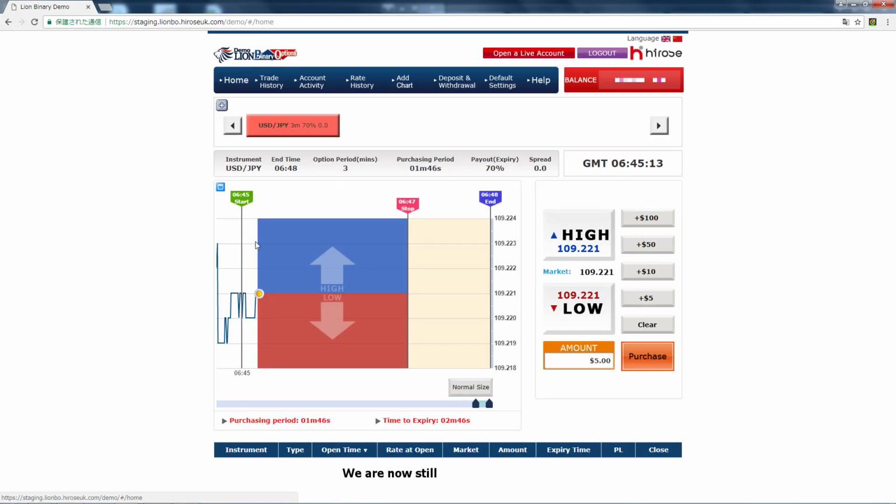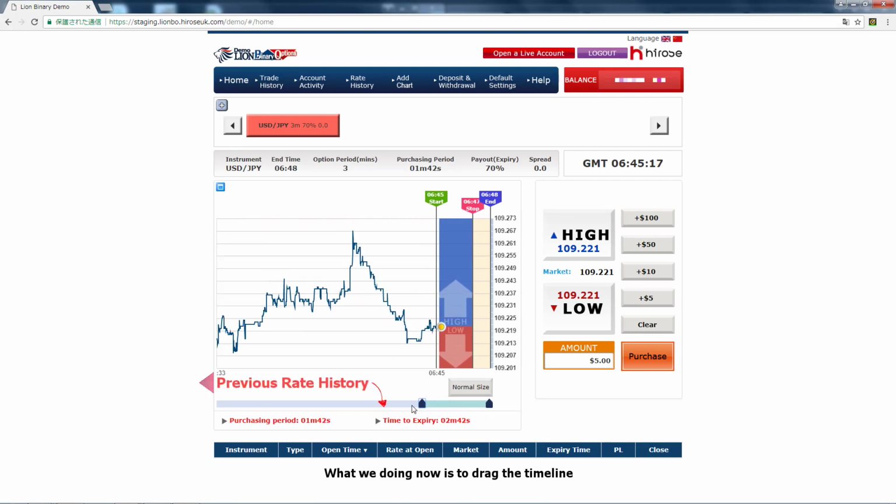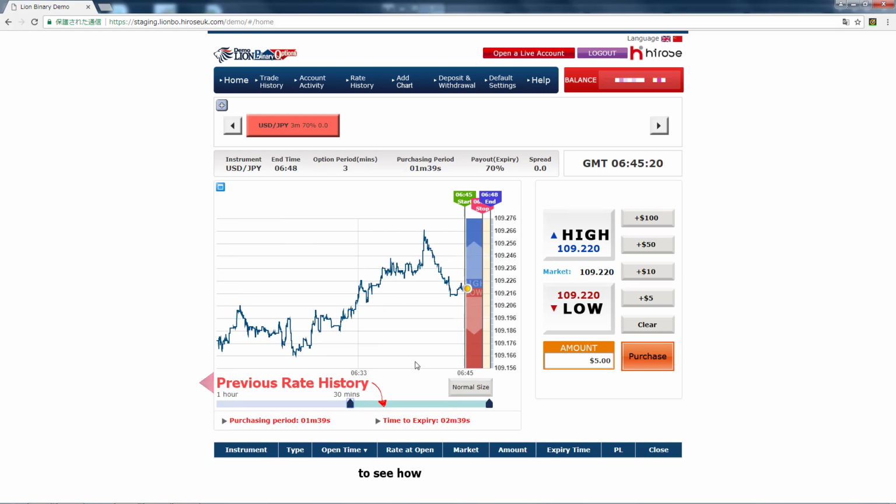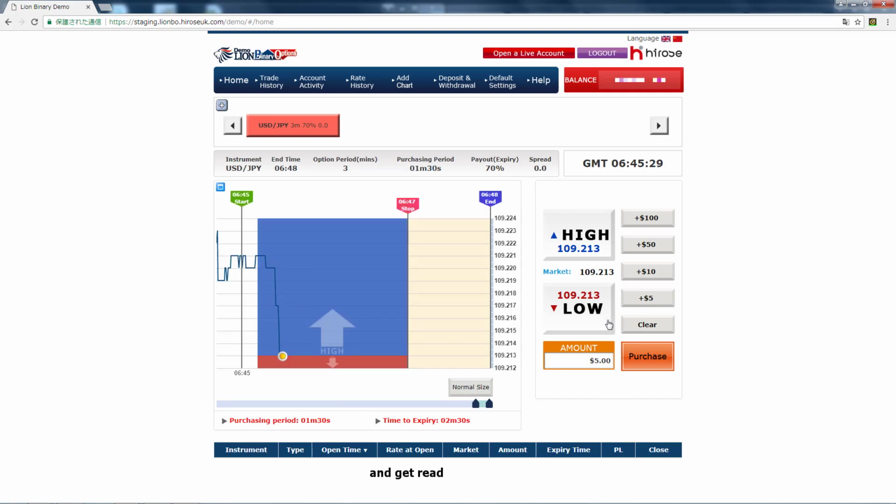For now I will do a few more trades to show you how it's gonna work. Alright, so now we're still looking at the US dollar and Japanese yen. So what we're gonna do now is drag the timeline to the left a bit and see the previous exchange rates to see how the market is going. Alright, so now we can see that after the hike just now, when it reached this top point, it started to come down. So now I'm guessing that I will go after low.